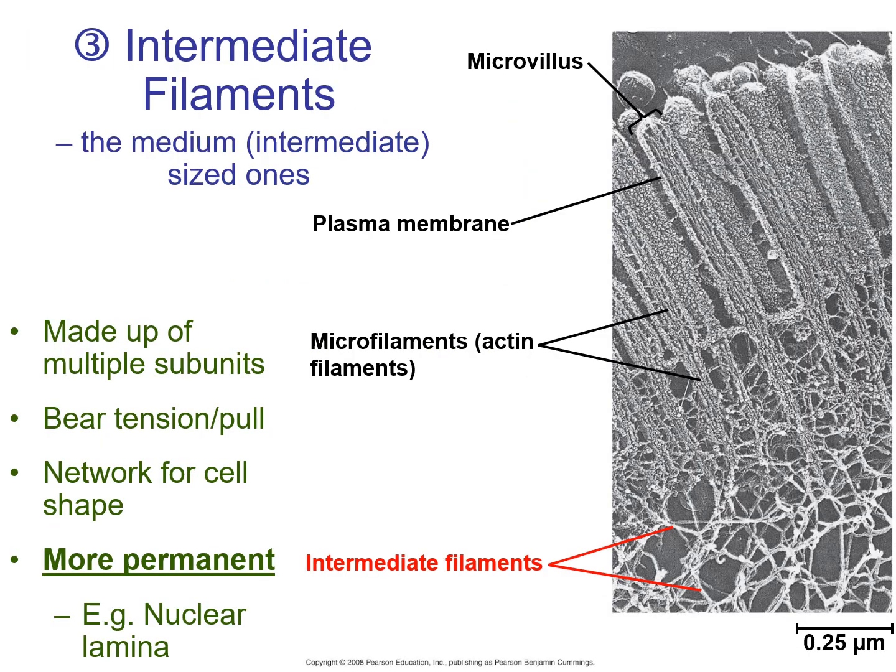Again, this image shows the intermediate filaments quite nicely. They're associated with the deep interior of the cell, but they connect to actin filaments that help support structures at the periphery.